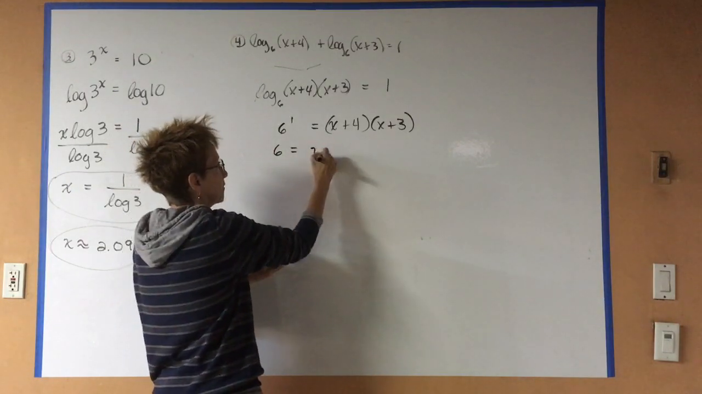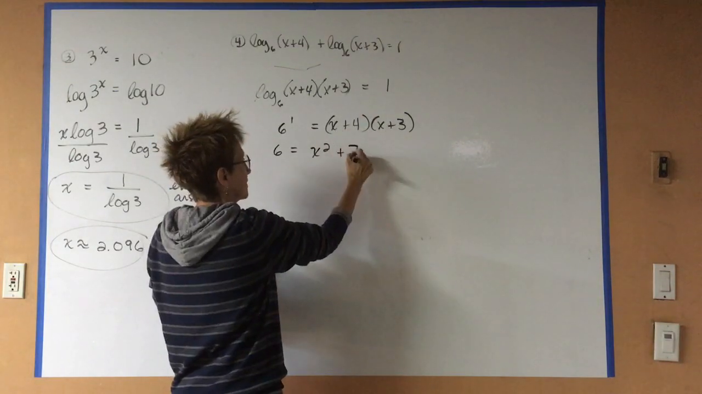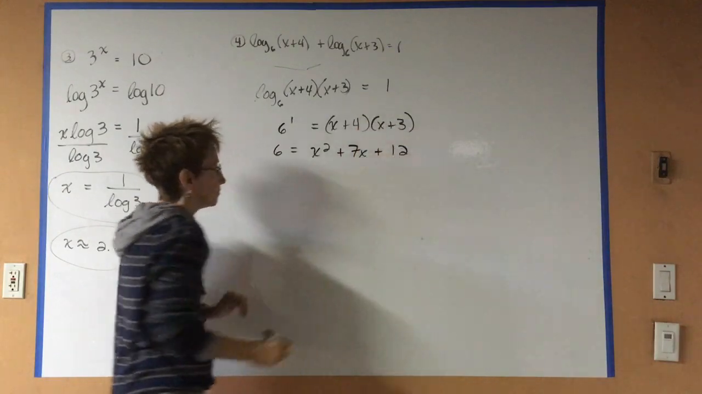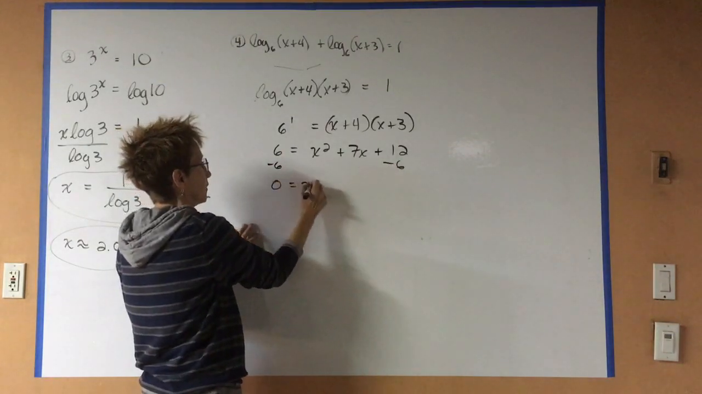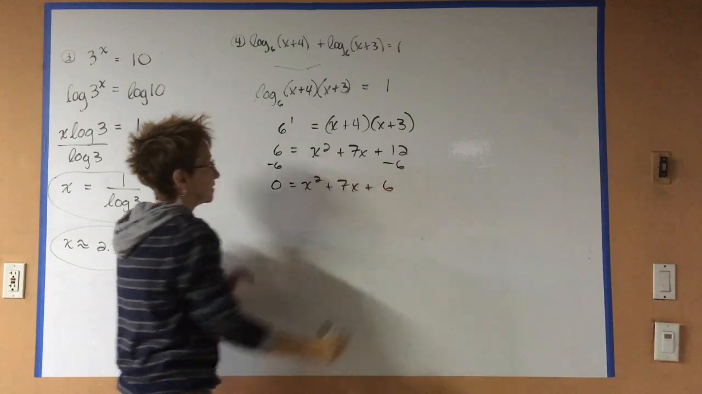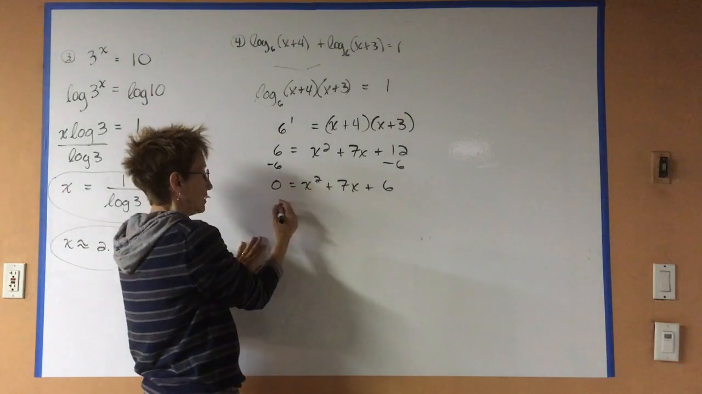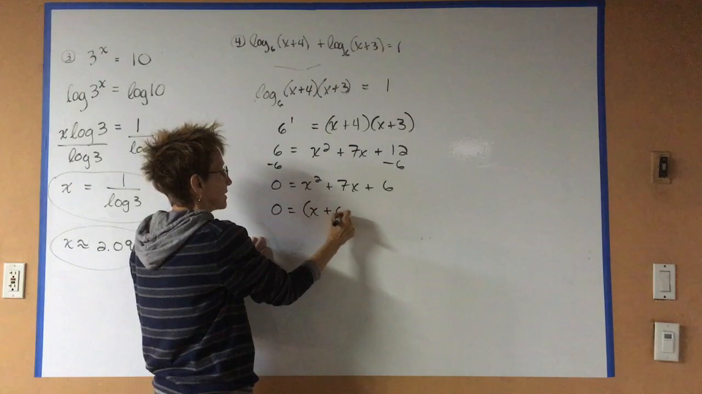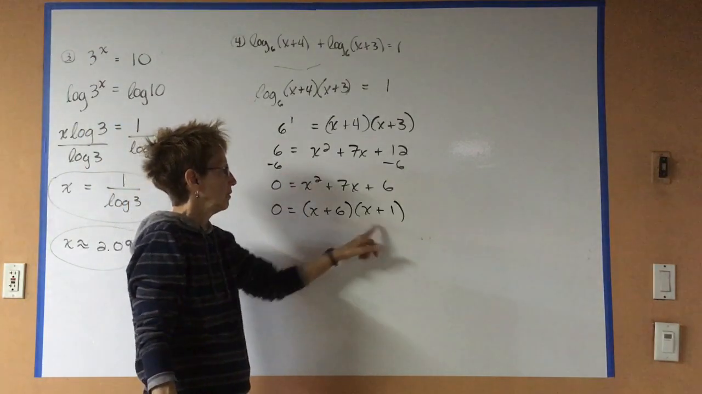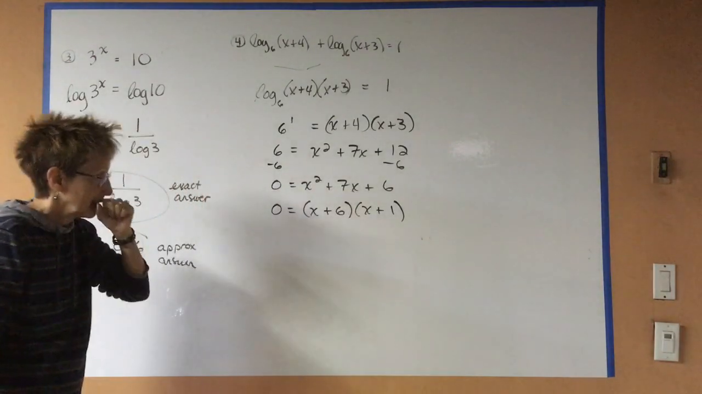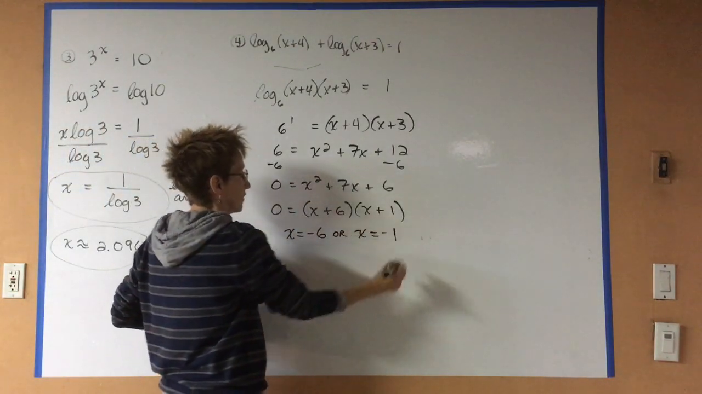This is 6. This gives me x squared plus, what will my middle term be? 3x and 4x, so 7x, and then plus 12. And now it's quadratic. I'm going to get the 6 over here. So I've got 0 equals x squared plus 7x plus 6. Now I'll use that zero factor property and try and factor this. This is the easy big X. There's no GCF. 0 equals, multiply to 6, add to 7 is going to give me x plus 6 times x plus 1. There's the x squared, plus 1 plus 6 is 7, plus 6 times 1 is 6. Which gives me two answers, x equals negative 6 or x equals negative 1.